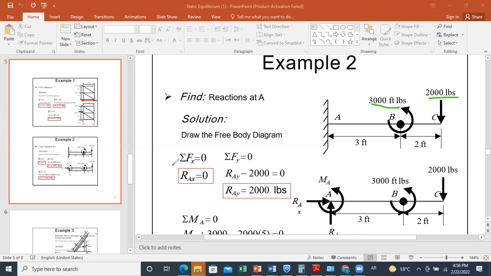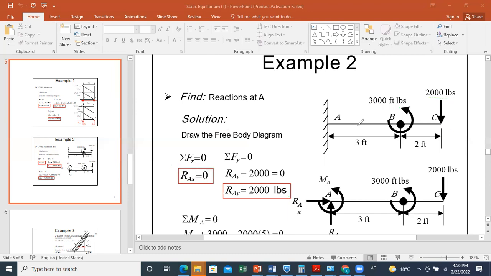So when you write sum of X equals 0, the only force is the reaction. Since you don't have a load in X, the reaction along X will be 0. This is equation 1, which gives us the first unknown, RAX. If you put, for example, a force like this of 100 lb, then you will have a reaction RAX equal to 100 lb opposing it. But since you don't have any force in X, RAX will be 0.